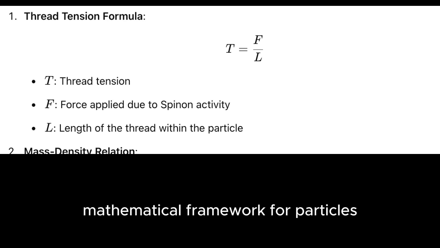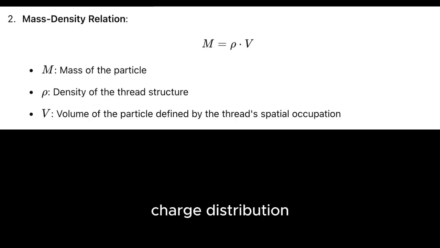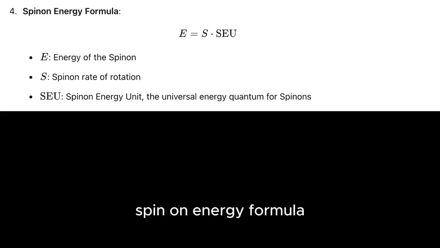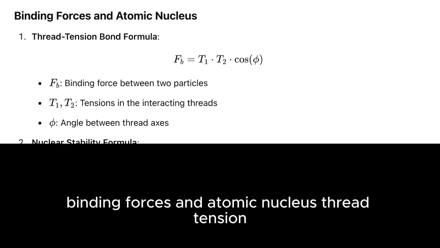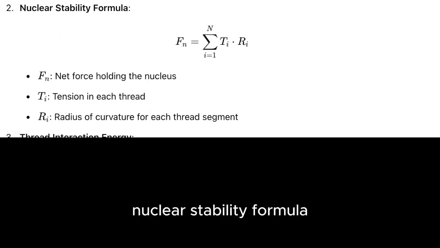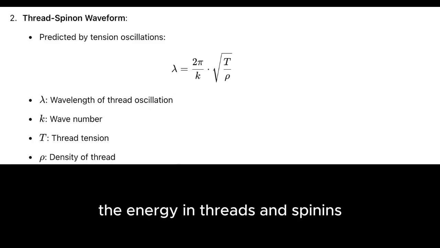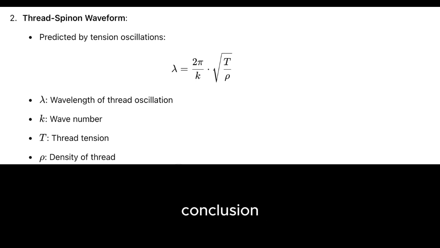Mathematical framework for particles: thread tension formula. Mass density relation. Charge distribution. Spinon energy formula. Particle stability condition. Binding forces and atomic nucleus: thread tension bond formula. Nuclear stability formula. Thread spin and waveform predicted by tension oscillations. Conclusion.